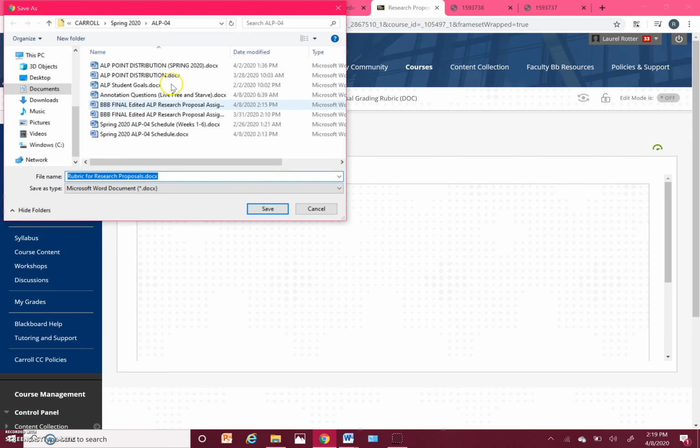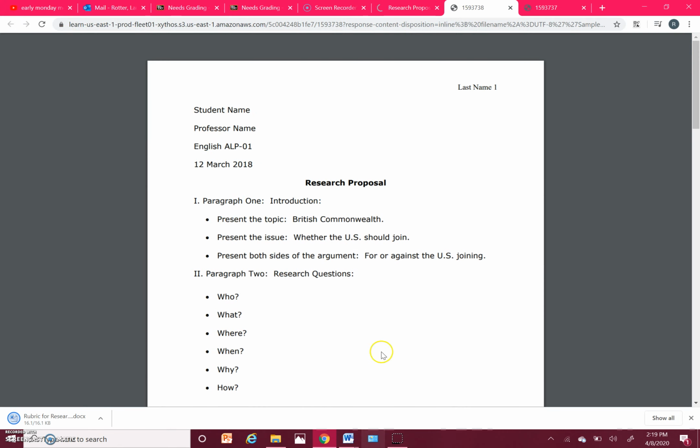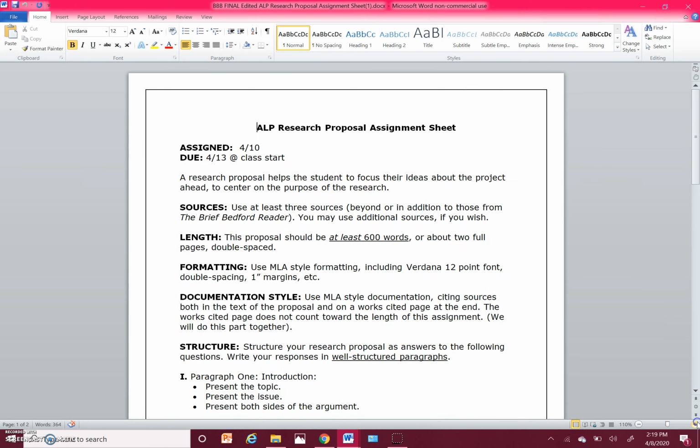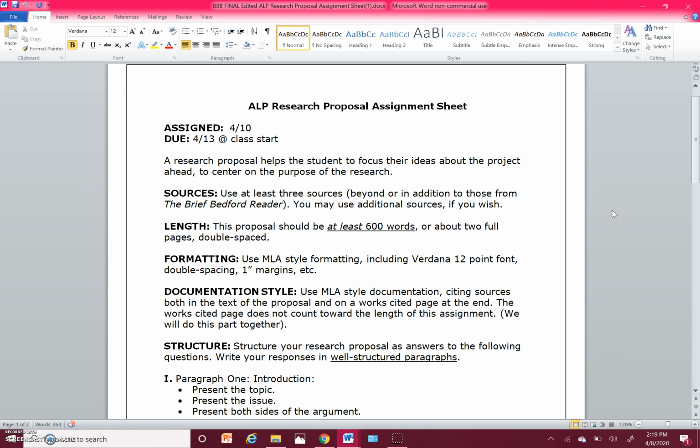So, let's go ahead and look at the assignment sheet. Alright, let's make this bigger. Okay, so, this is being assigned on April 10th. It is due at the start of class on April 13th. A research proposal helps the student focus their ideas about the project ahead, to center on the purpose of the research. Sources. Use at least 3 sources, beyond or in addition to those from the Brief Bedford Reader.